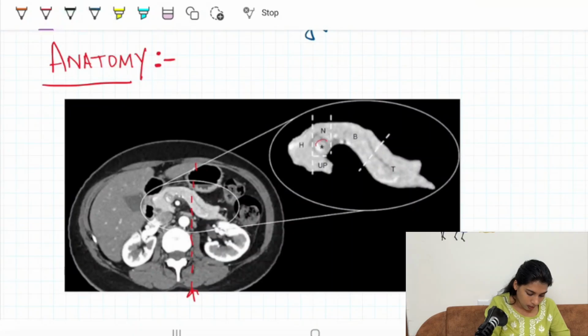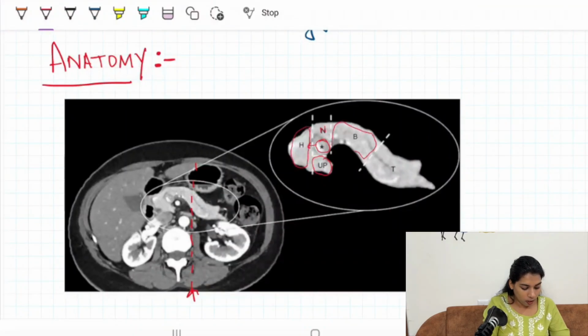This is the superior mesenteric vein. The part of the pancreas which is anterior to it is the neck of the pancreas. The part which is posterior to it is the uncinate process of the pancreas. The part which is medial to it is the head of the pancreas. The part which is lateral to it is the body of the pancreas.